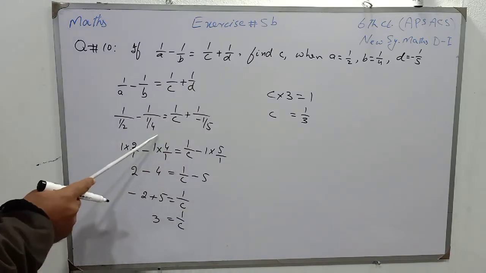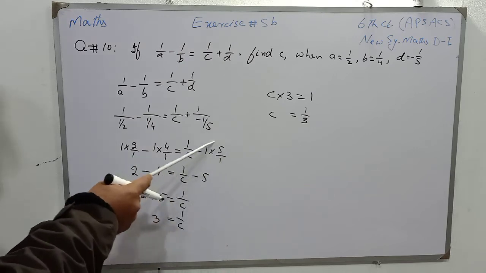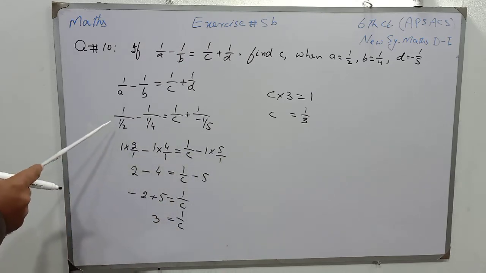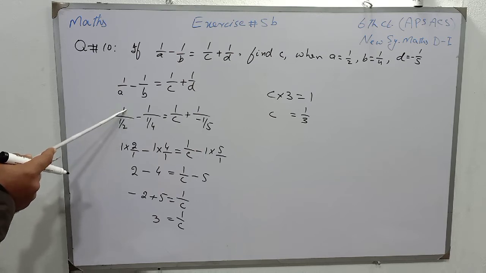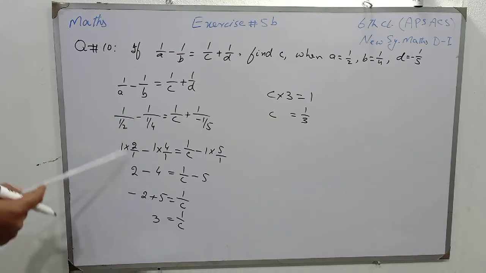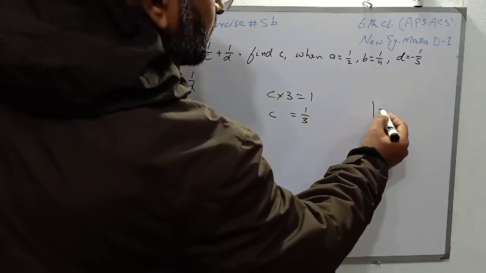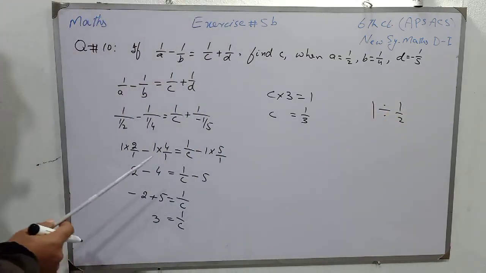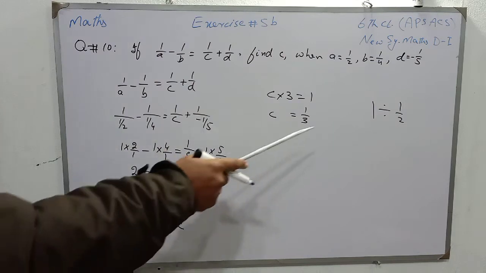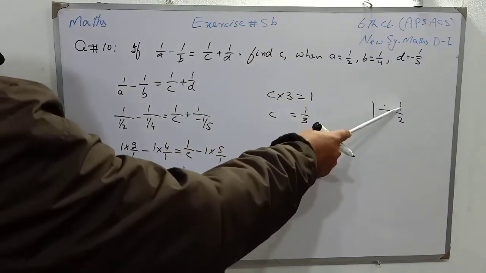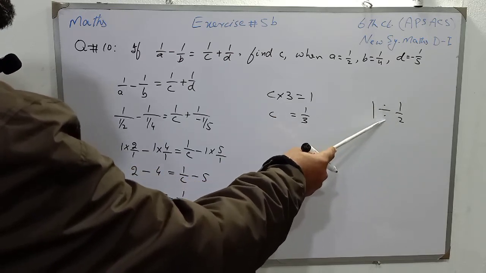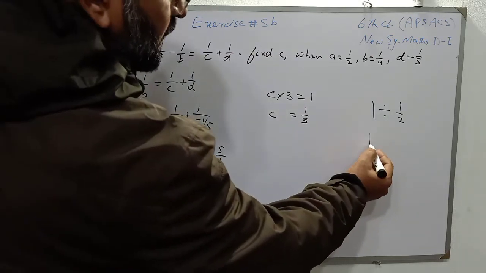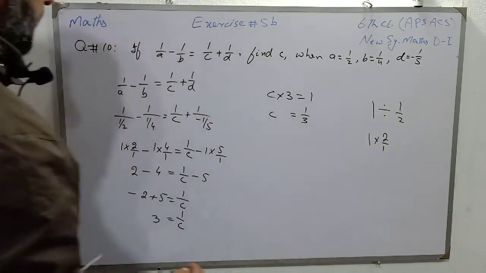Students, in this question there is only one step that is a little bit difficult, and I want to explain it again. If in the denominator there is again a denominator, then this denominator will multiply with the numerator. Or you can simplify it like this: 1 divided by 1 over 2. Because denominator means divisor, we can write it as 1 divided by 1 over 2, and then we will take the reciprocal while changing this division into multiplication, and it is written as 1 multiplied by 2 over 1.